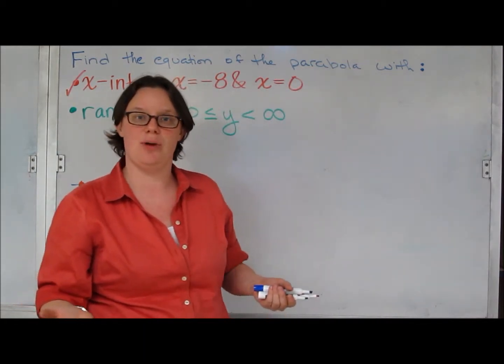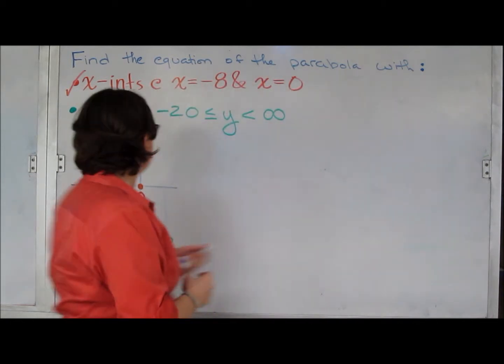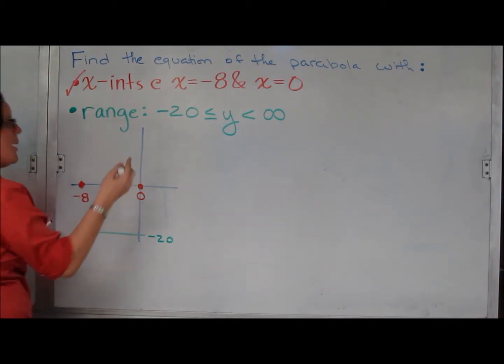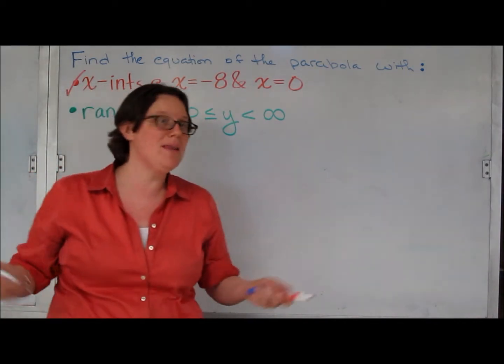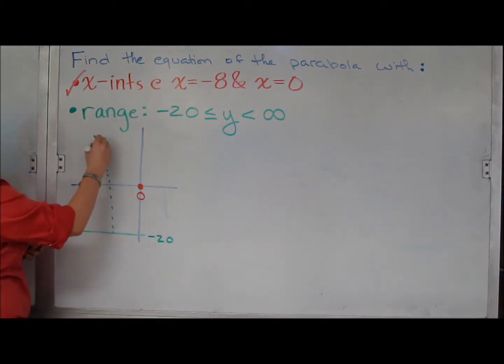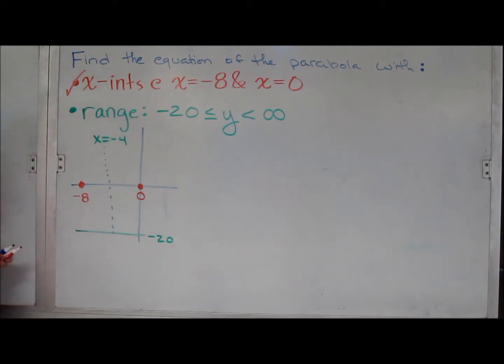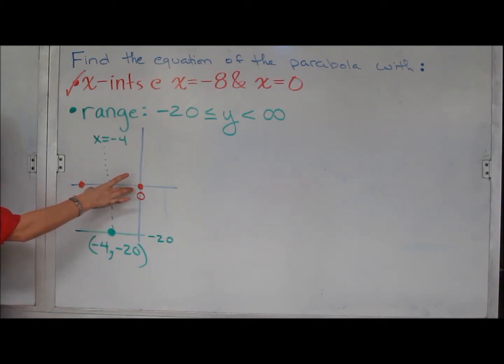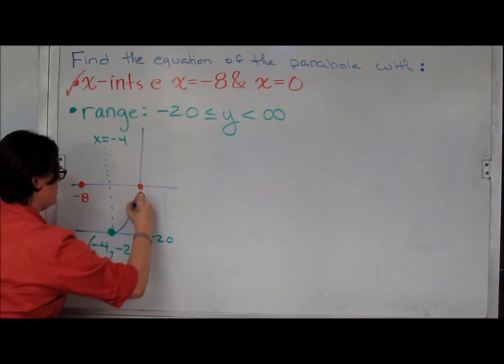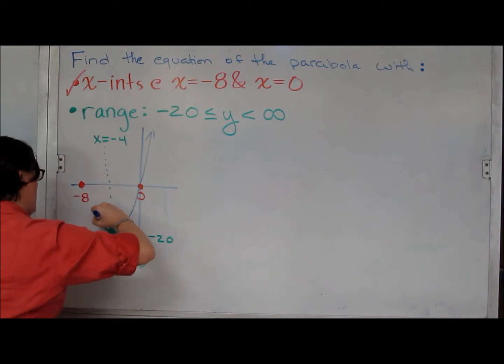Remember that the vertex of a parabola is always on its axis of symmetry. So if I have an x-intercept at -8 and an x-intercept at 0, my axis of symmetry is precisely between them. My axis of symmetry is going to fall along the line x equals -4. So my vertex for this parabola is going to be located at the point (-4, -20). This parabola, precisely halfway between its x-intercepts, is at its minimum value, -20, from which it springs upwards, creating a big, happy parabola.